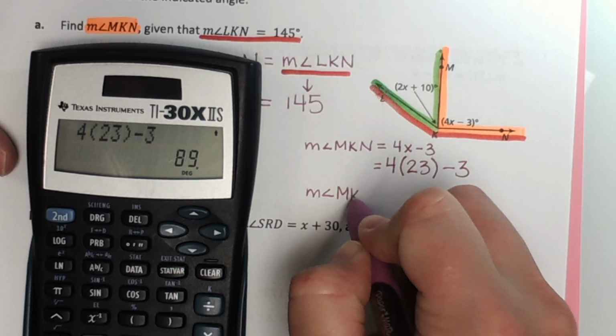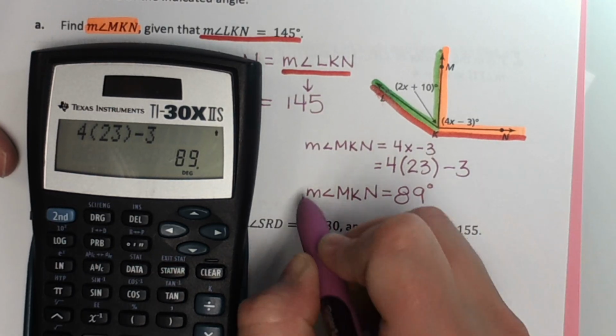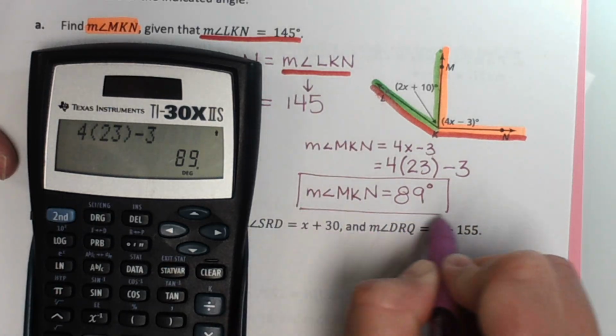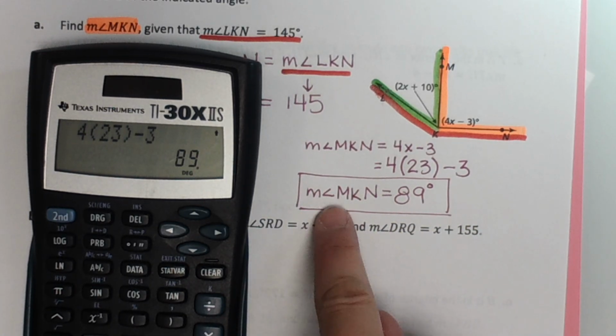Okay, measure of angle MKN is therefore equal to 89 degrees. I do not get overly finicky if you put the degree symbol on for angles. I do get finicky that I see this. Measure of the angle's name.